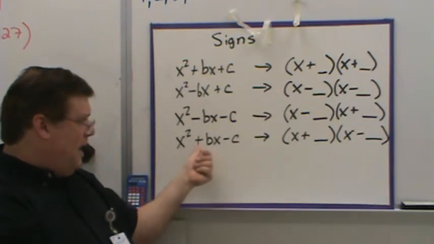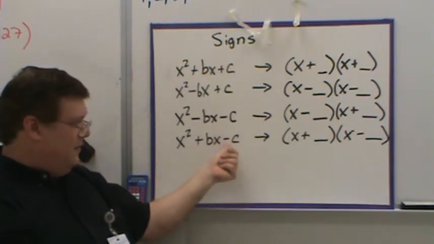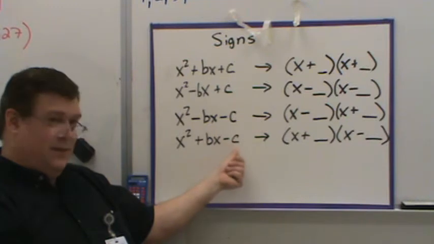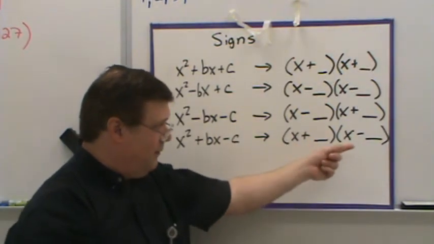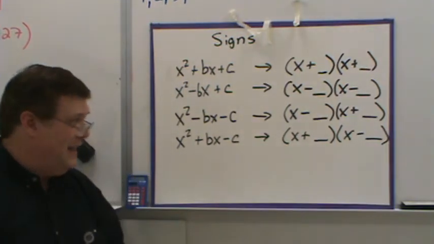When the middle is positive and the outside is negative, well, the B is positive, the C is negative, the larger factor will be positive and the smaller factor will be negative.